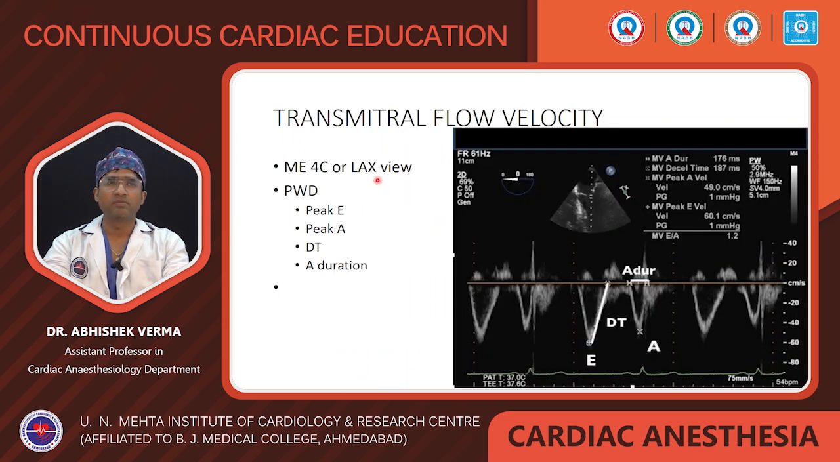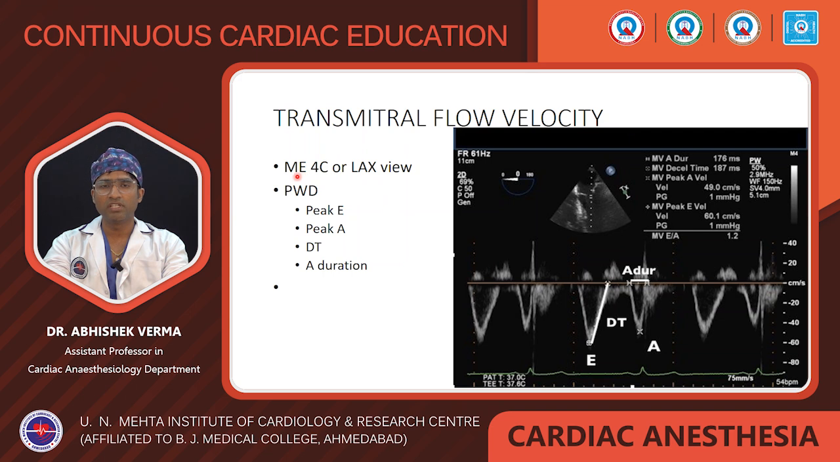Then we discuss the transmitral flow velocity in the TEE. In TEE, the LA is above and the LV is down, just opposite to the transthoracic echo. So what happens if we put a sample volume of 5 mm across the mitral valve leaflet tip? There is an inflow which is shown downward, meaning away from the probe. So we see the velocities below the baseline.